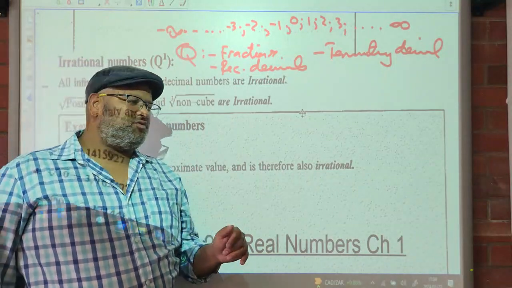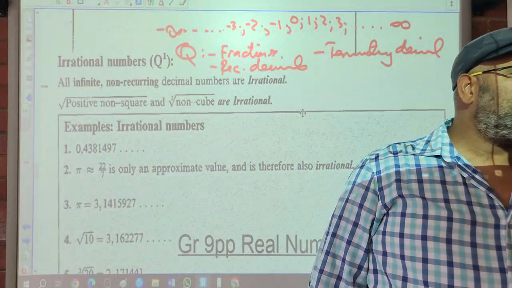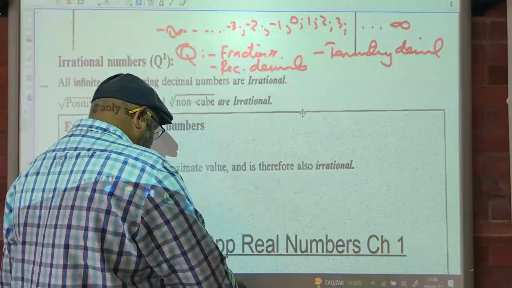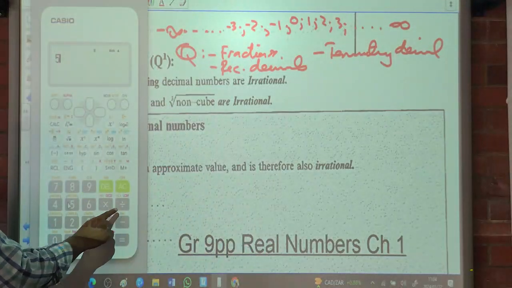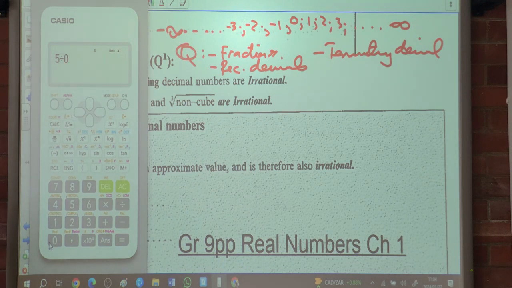An example of that would be, what is 5 divided by 0? How many times can 0 be divided into 5? And 5 over 1, or 5 divided by 1? That is also 5.